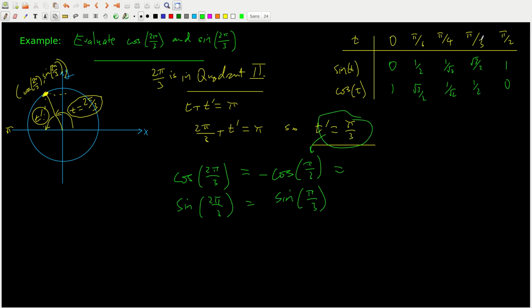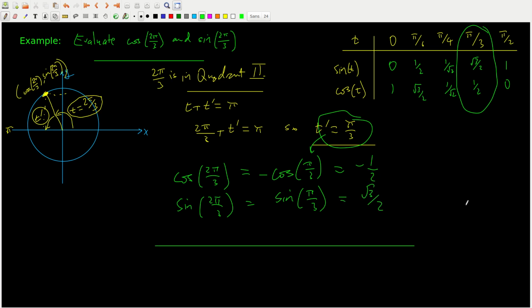And I can look up in the table. Sine and cosine of pi over 3 are up there. So cosine of pi over 3 is a half, so this is minus a half, and this one is root 3 over 2. So that gives you an idea of how we can use reference angles to calculate sine and cosine at other points that aren't just these simple ones, but we can use these simple points.